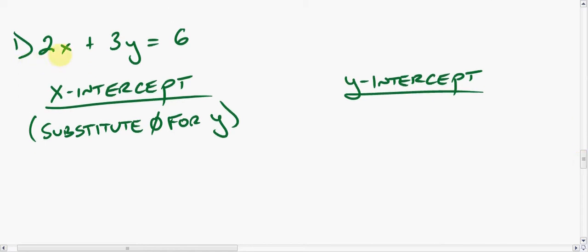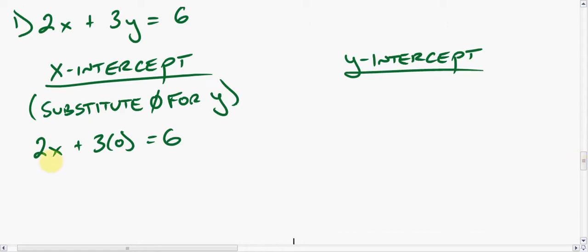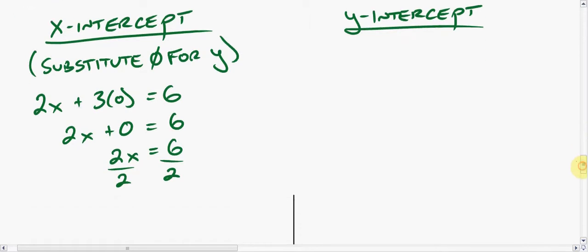I'm going to rewrite this equation, but instead of y, I'm going to replace y with 0. So I've got 2x plus 3 times 0 equals 6. 3 times 0 is simply 0, so 2x plus 0 is 2x equals 6. Now I want to solve for x, so I'm going to divide both sides by 2. And we can see x equals 3. So that's my x-intercept at x equals 3.